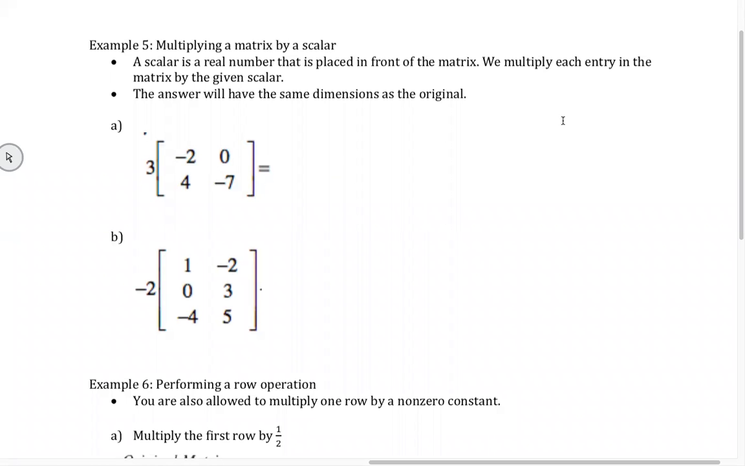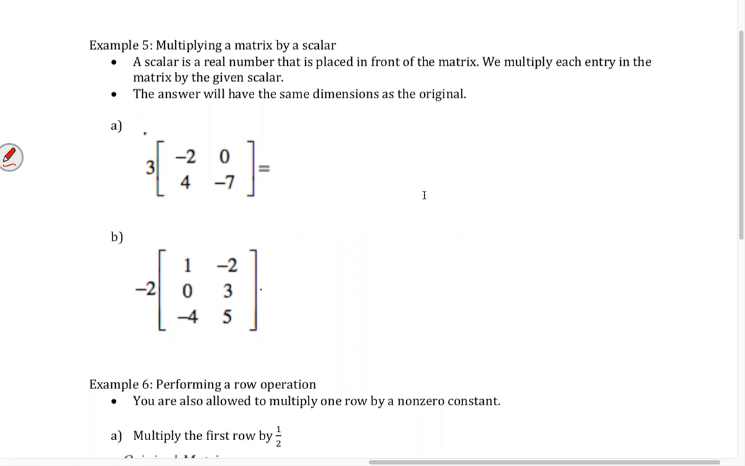All right, multiplying a matrix by a scalar. First off, scalars are just like a number outside. It's nothing fancy. Like in A, the scalar is 3, okay? And in B, the scalar is -2. And you're going to do exactly what you think you're going to do with that number. You're going to multiply every number in that matrix by 3.